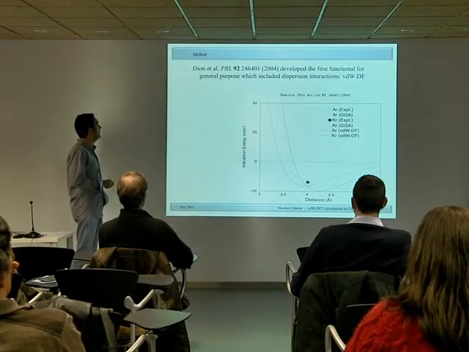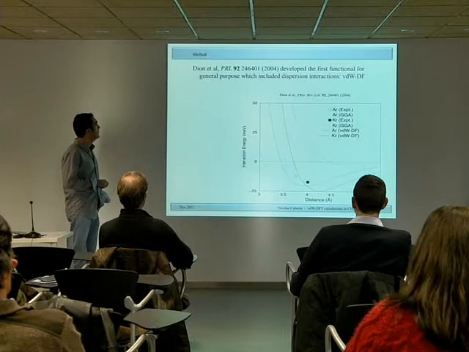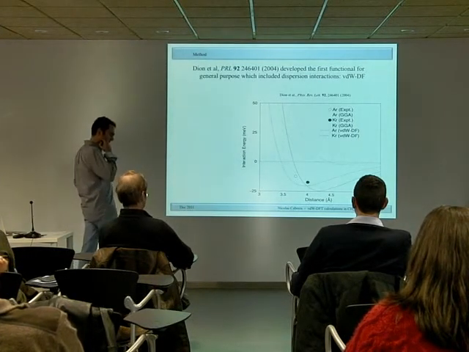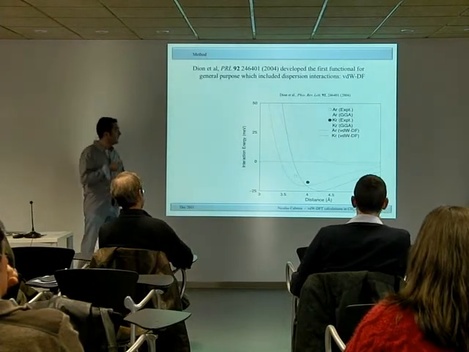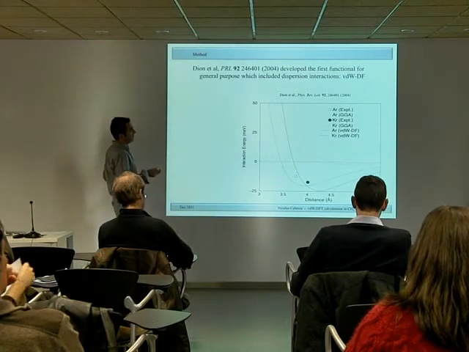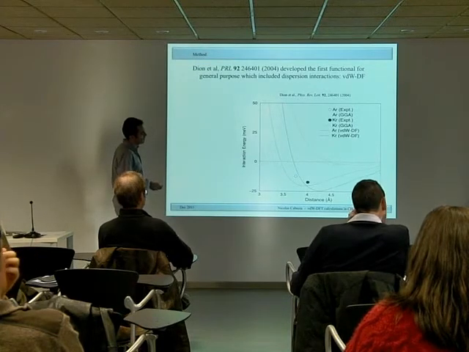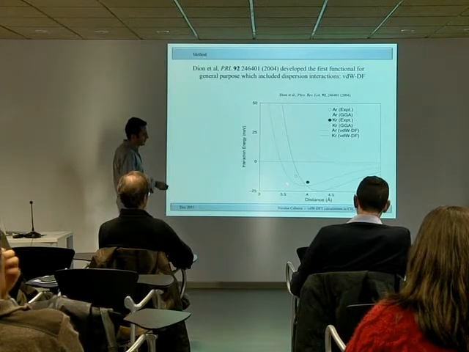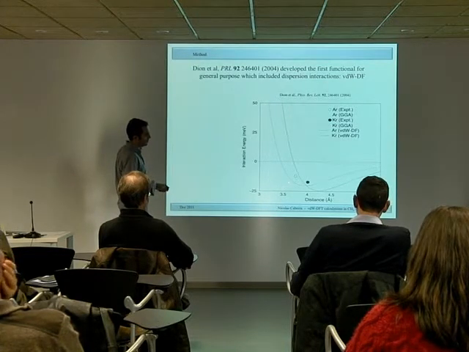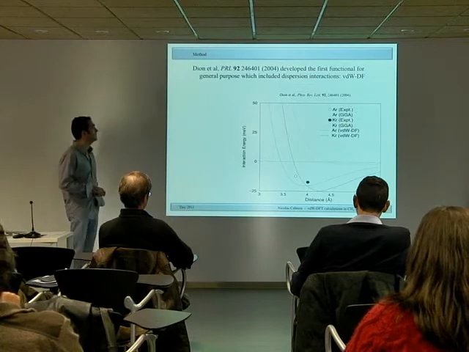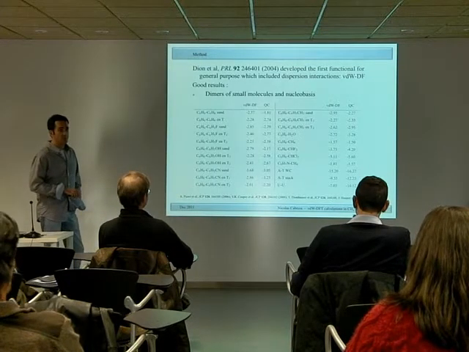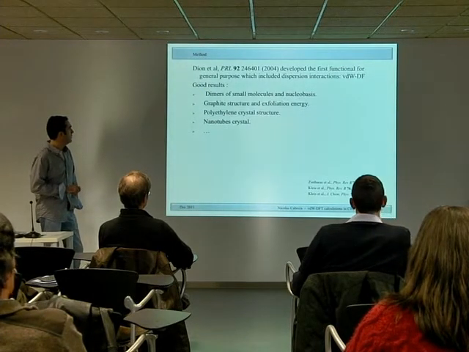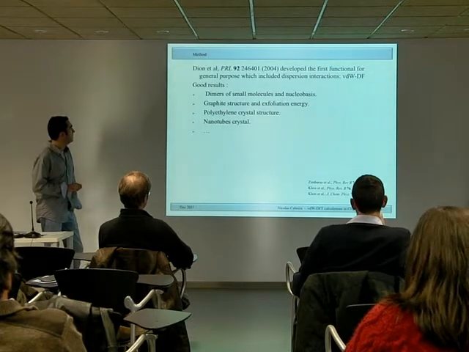In 2004, the Langreth and Lundqvist groups developed the first general-purpose functional which includes dispersion forces. Now, if we see the dimer of argon, we can see that with this functional we have a very good result. It's true that this functional tends to overestimate the equilibrium distance. They got very good results in many dimers, in small molecules, in carbon nanotubes, in graphite, in many systems.